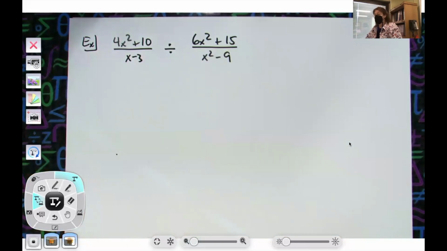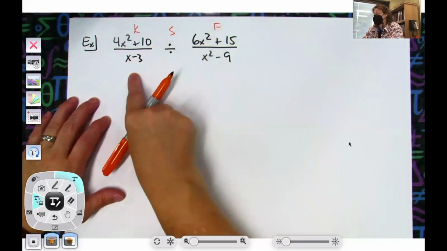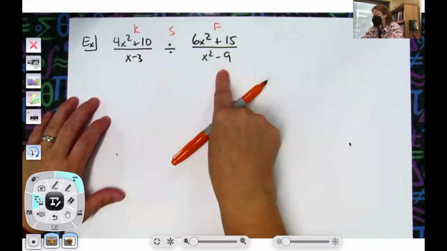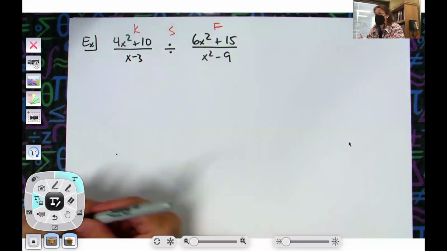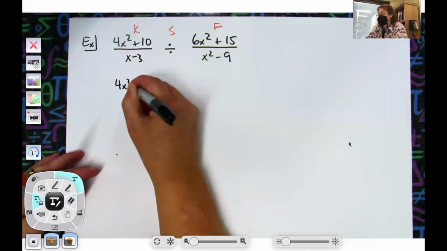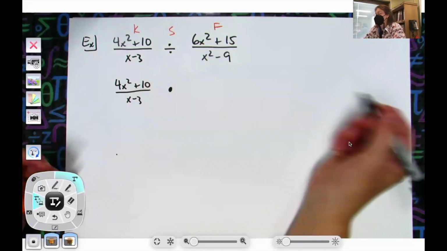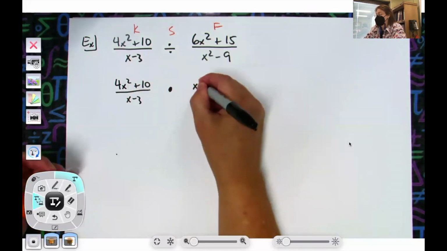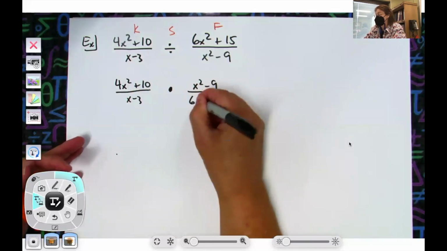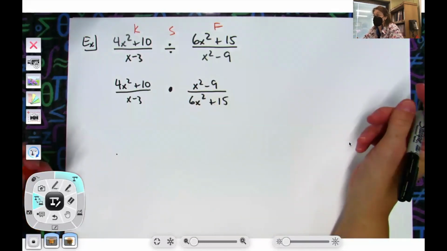Now, as an extra step, I know a lot of you are going to want to skip this step. I really wouldn't. We know this is a keep it, switch it, flip it. You keep the first fraction, you switch this to multiply, you flip the second fraction, okay? I would actually rewrite the entire problem before you start to factor. 4x squared plus 10 all over that x minus 3. Switch this to a times sign. Flip this around. x squared minus 9 over 6x squared plus 15. Skipping steps, some of you are going to start to factor right away and do all that kind of stuff.